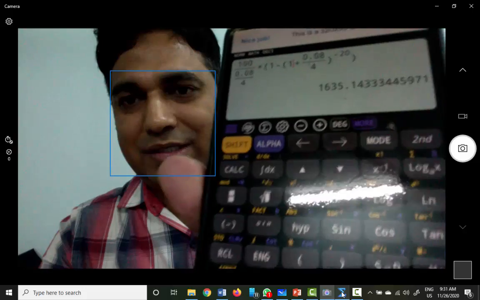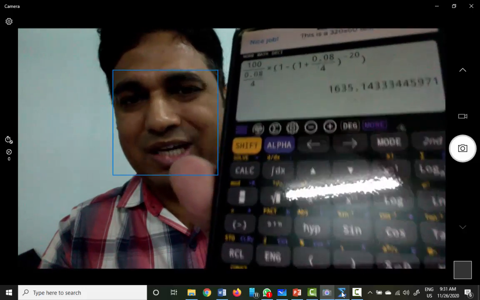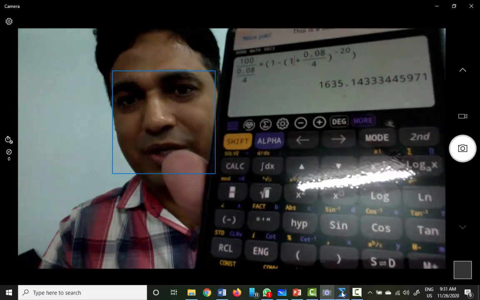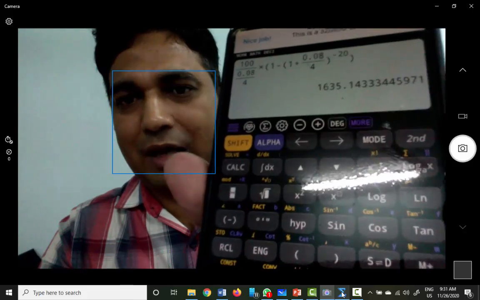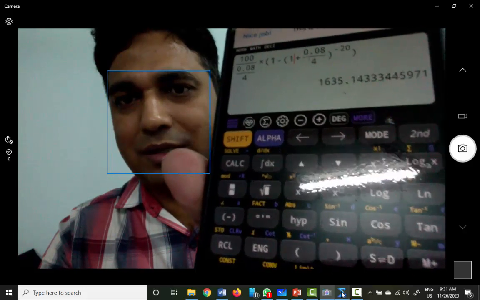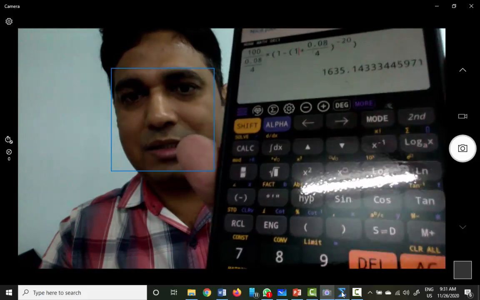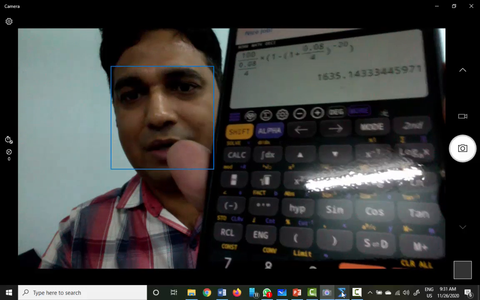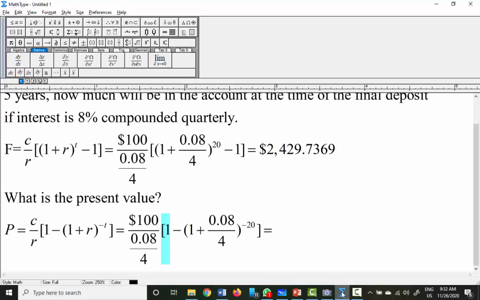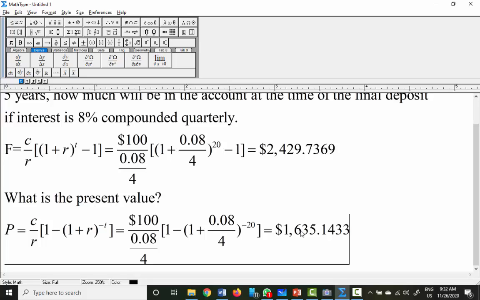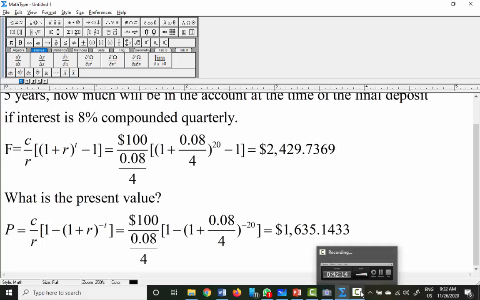If you practice it at home, you can become expert on typing this. So once you become expert on typing this, you can get the answer very quickly. You can get the answer directly, and very accurate result also. So the answer is $1,635.1433. Right. So that's the answer.